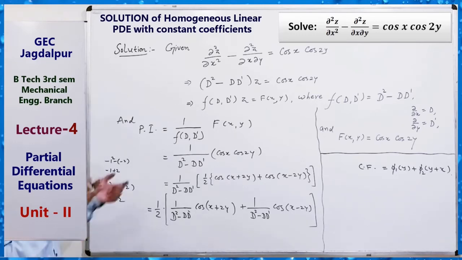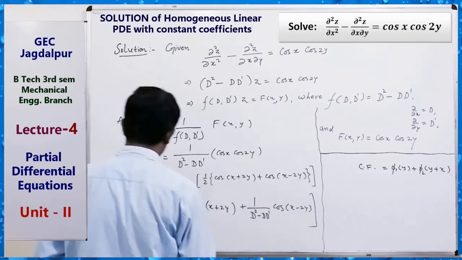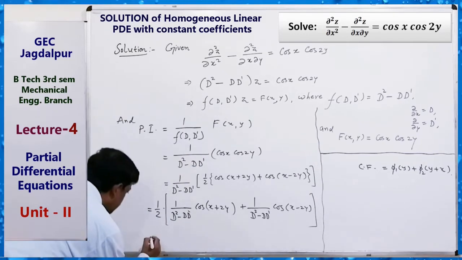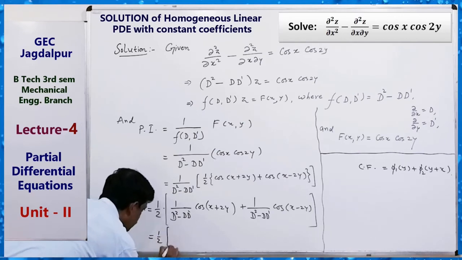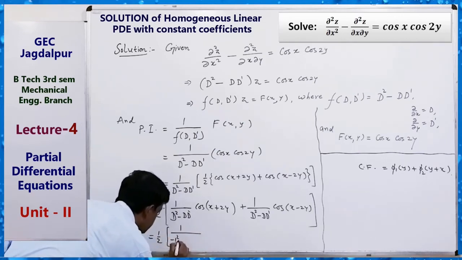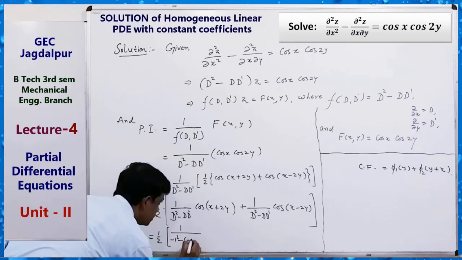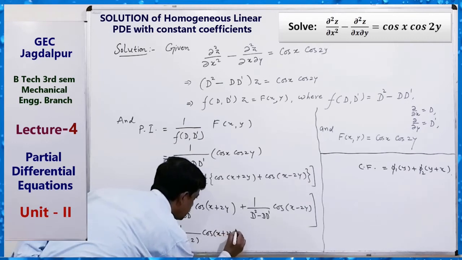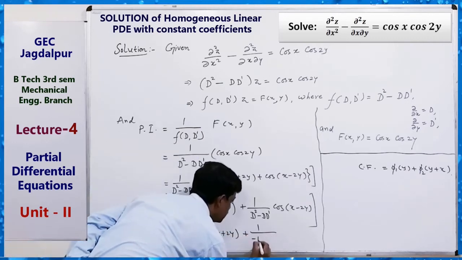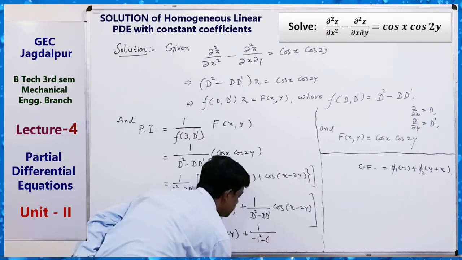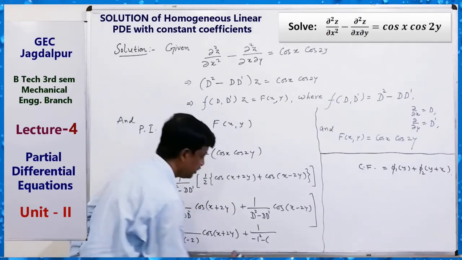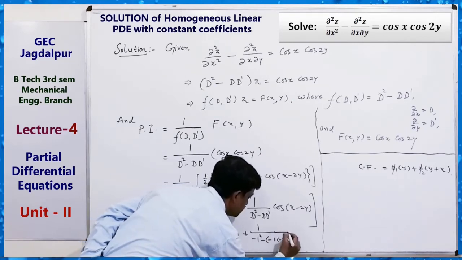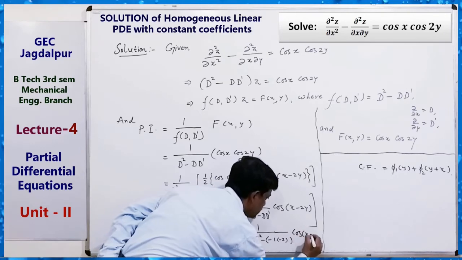Also not 0. So we can use f not 0. So we can use it equals to 1 upon 2, 1 upon minus 1 square minus 2, and cos x plus 2y, plus 1 upon minus 1 square minus 1 into minus 2, this also cos x minus 2y.